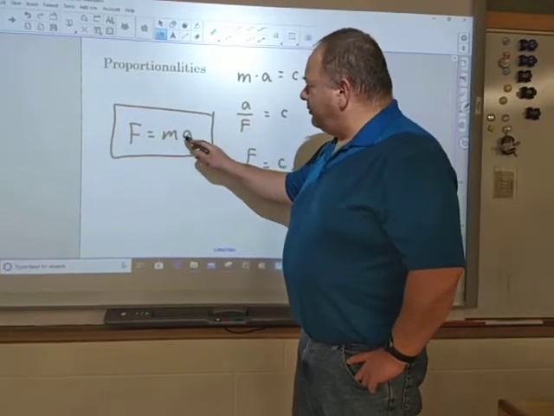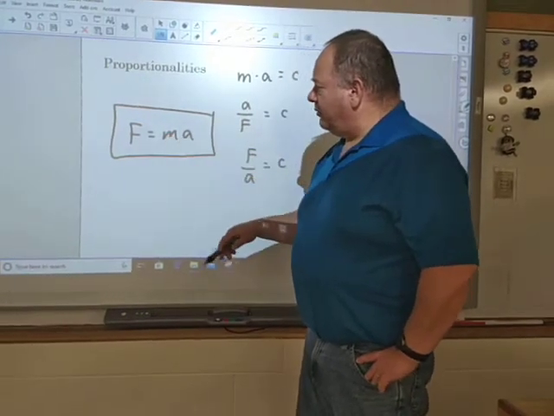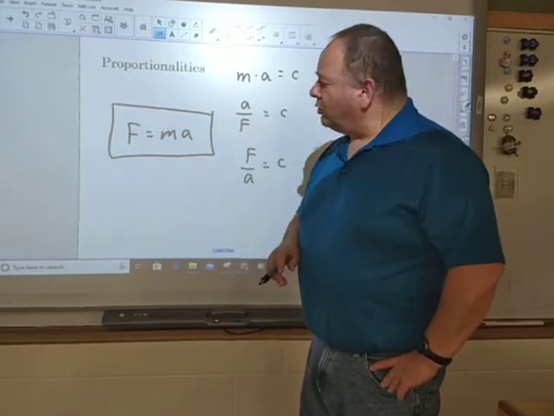These two are inversely proportional. Force and mass will be directly proportional. Force and acceleration are directly proportional.